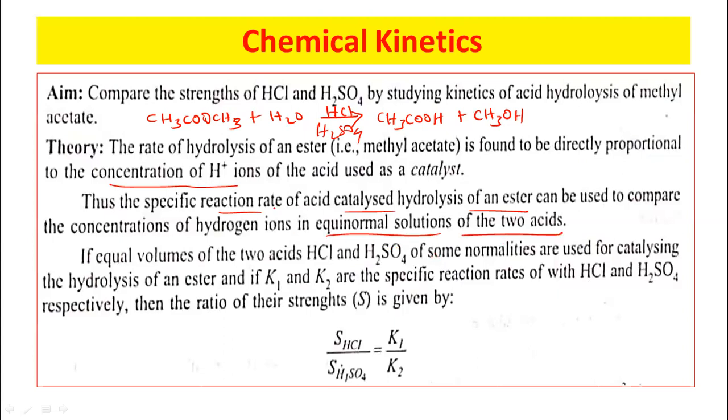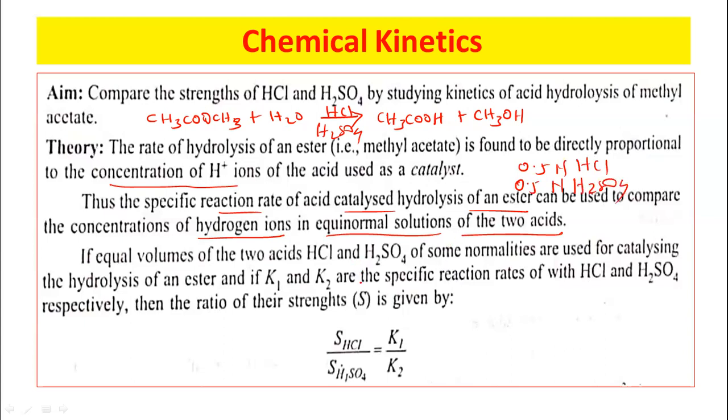The specific reaction rate of acid catalyzed hydrolysis of an ester can be used to compare the concentration of the hydrogen ions in equinormal solutions, meaning the concentration will be the same, of the two acids. Suppose the two acids have the concentration 0.5 normal HCl, then H2SO4 also has the same concentration, 0.5 normal H2SO4.